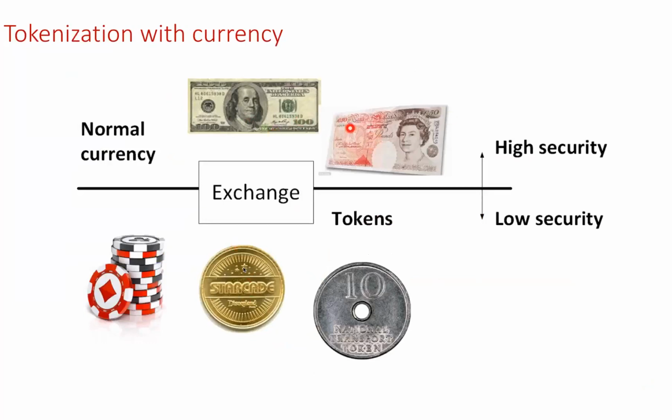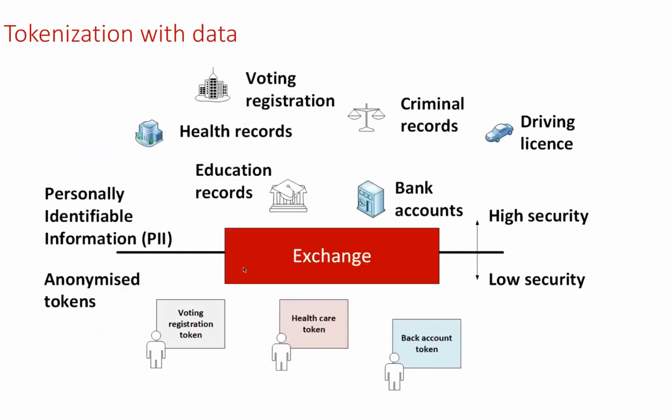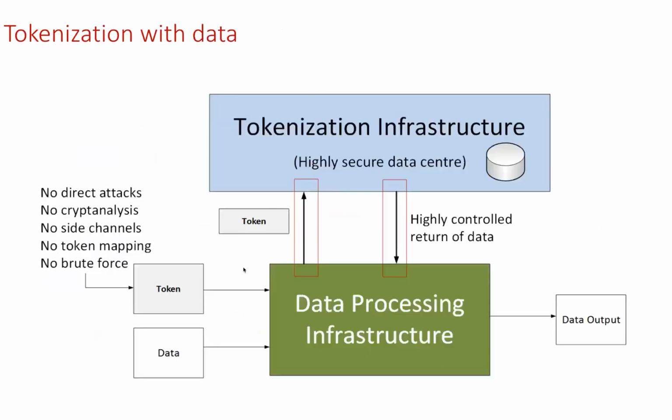So this becomes high security, and then when we deal with tokens, then it's very low security. So we might see a world where we put all our personally sensitive information behind firewalls and make sure it's all secure. And then out here we deal with anonymized tokens, which then can be referred back to the actual original data.